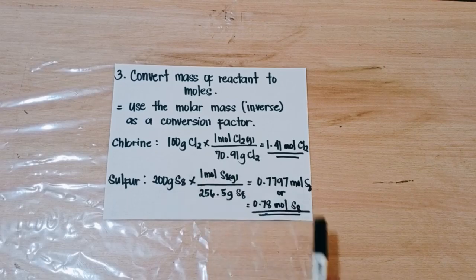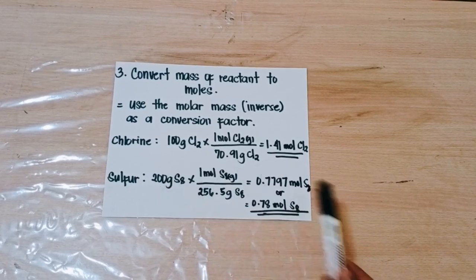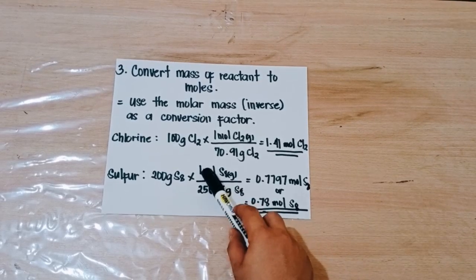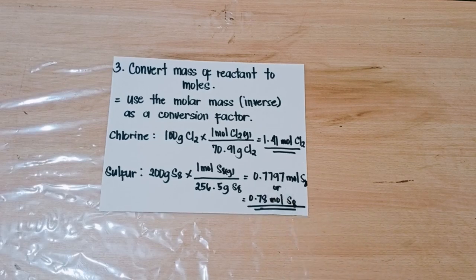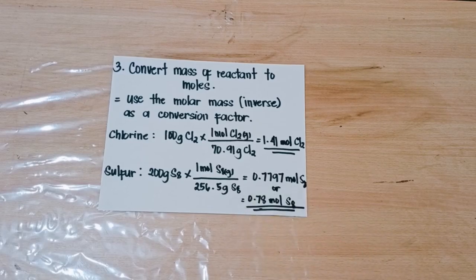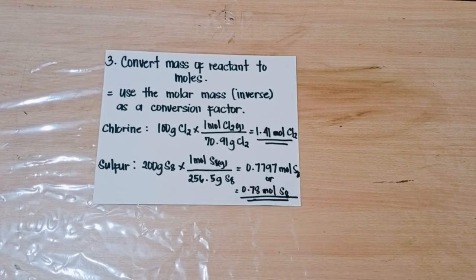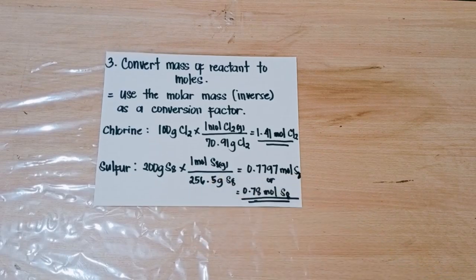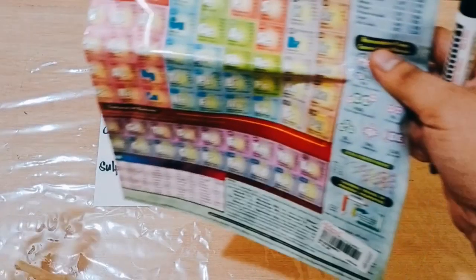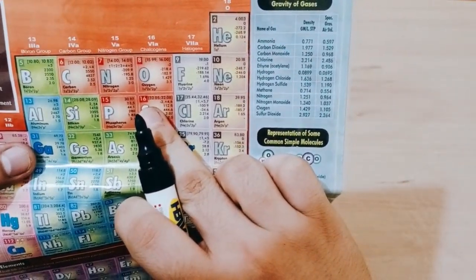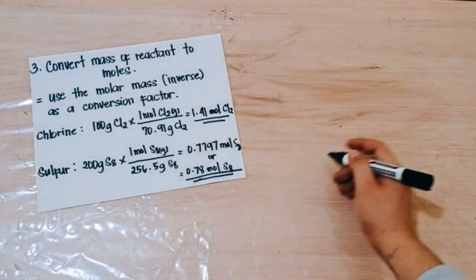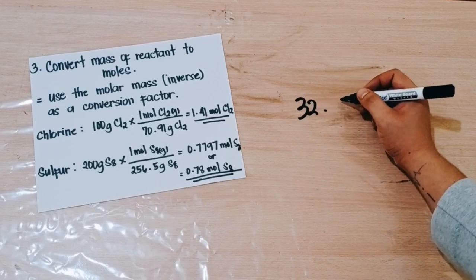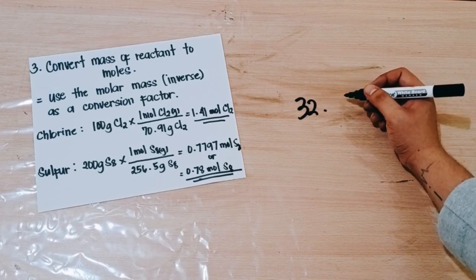Kay sulfur. Ngayon, si sulfur, meron siyang 200 gram of sulfur times 1 mole of sulfur over 256.5 gram of sulfur equals to 0.7797 mole of sulfur, or we have 0.78 mole of sulfur converted na to. So, ganun lang din. Hahanapin mo kung ano yung atomic mass or molar mass ni sulfur. So, sa periodic table, ang molar mass ni sulfur, we have 32.05. So, yung 32.05 na yan, or 32.08, depende kung ano yung gagamitin ninyo, pero I suggest yung una yung gagamitin ninyo.